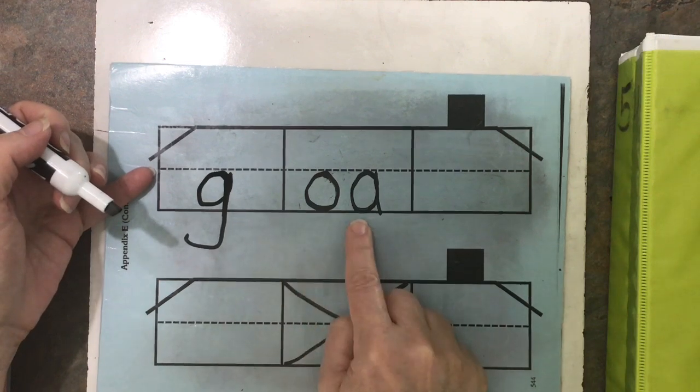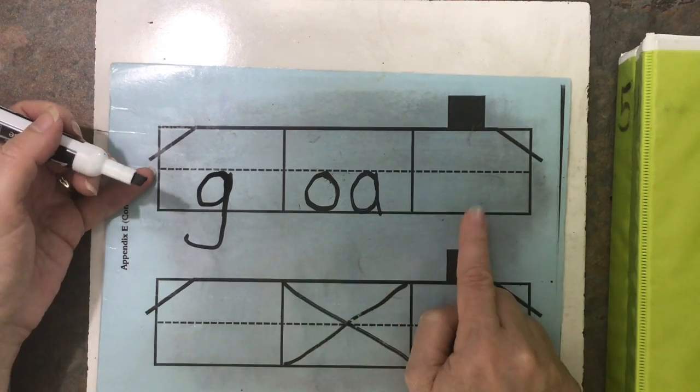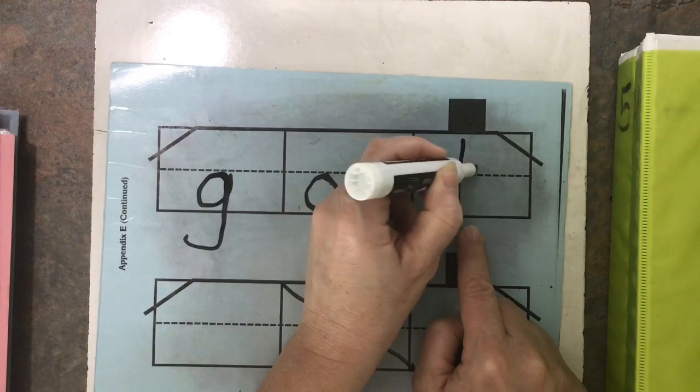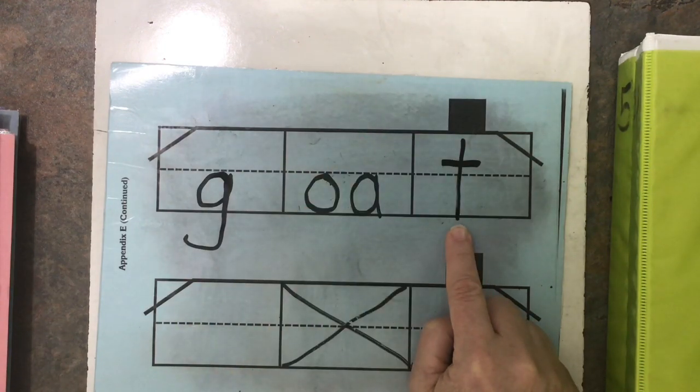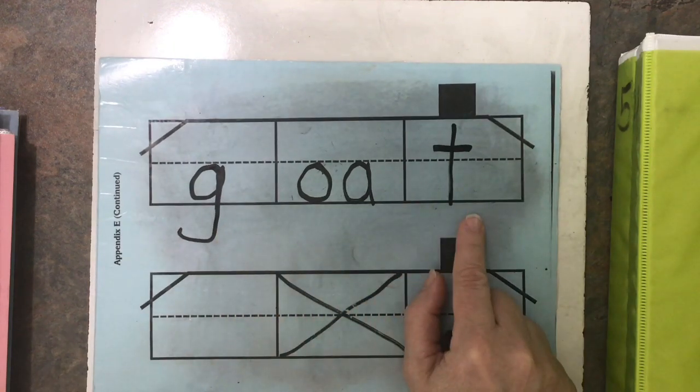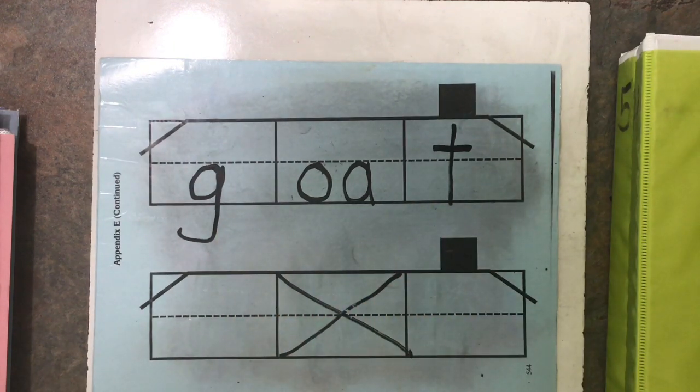Goat. What sound do we hear back here? Goat. That's right, we hear this sound. So we're going to put that sound back there at the end. So now we have spelt the word goat. Very good.